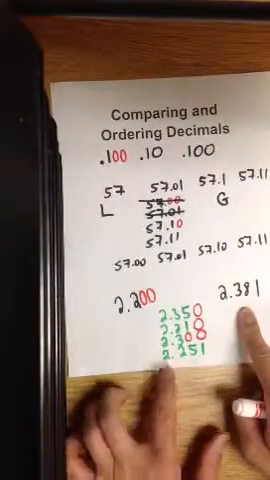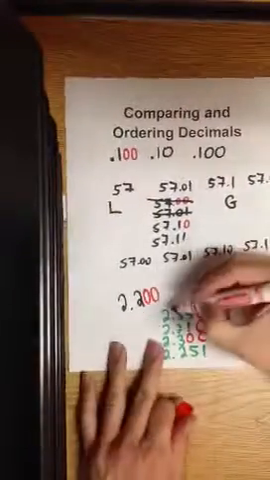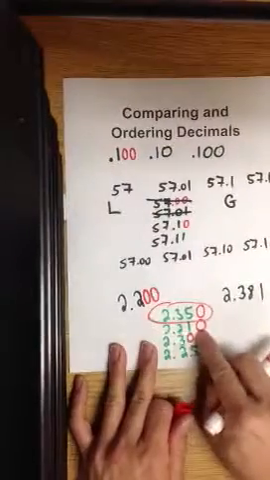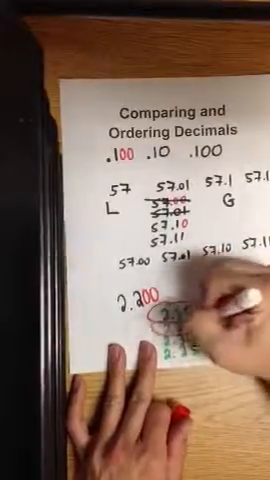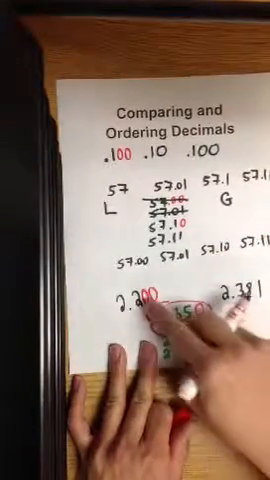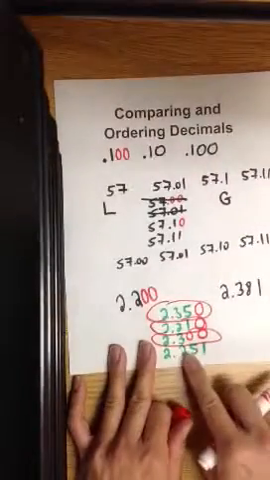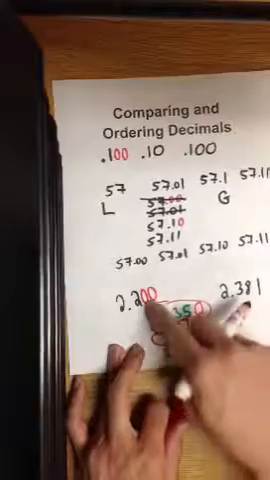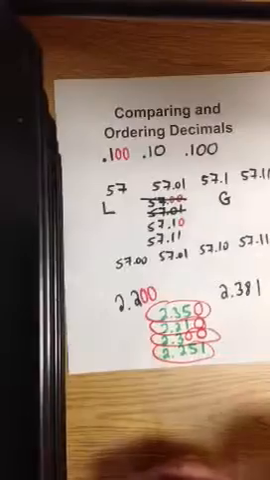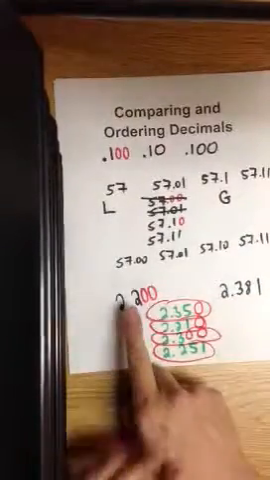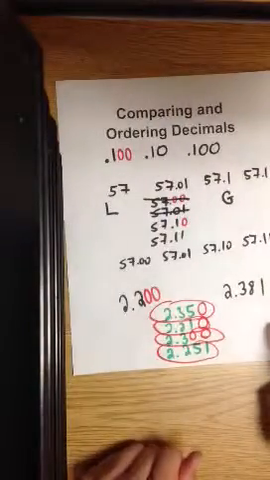So they are all in the 2 whole. Is 350 between 200 and 381? It is. Is 210 between 200 and 381? It is. Is 300 between 200 and 381? It is. And is 251 between 200 and 381? It is. So that was a trick question. All 4 decimals are between 2 and 200 thousandths and 2 and 381 thousandths.